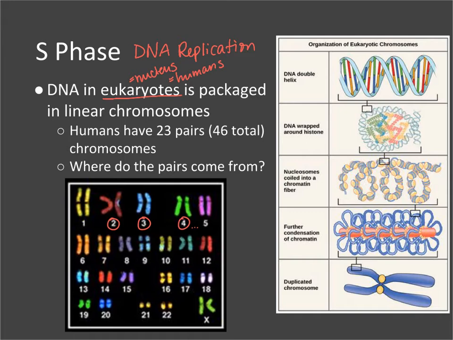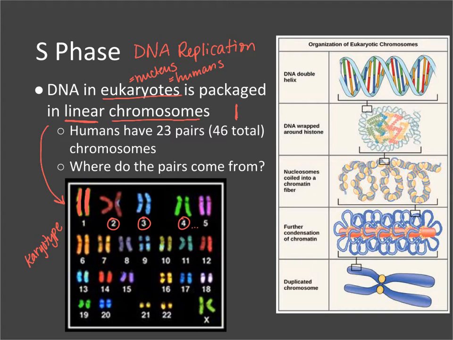In eukaryotes, the DNA is packaged in structures called chromosomes. More specifically, these chromosomes are linear, which means that they look like a bar or just a line. You can actually see that on this picture down here. This is called a karyotype, which is just a picture of chromosomes that have been removed from a cell so that we can study them and look at them. You can see that these chromosomes are bar-shaped.